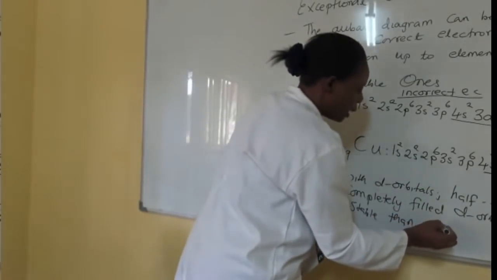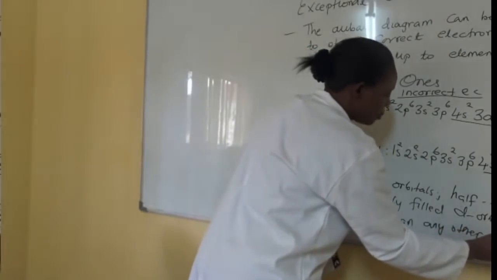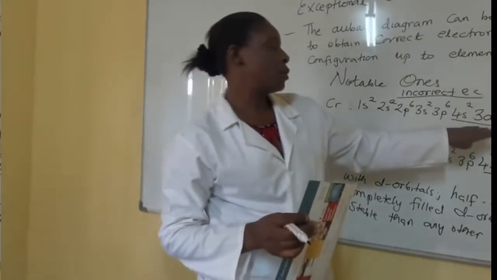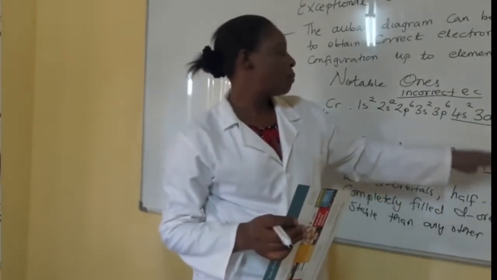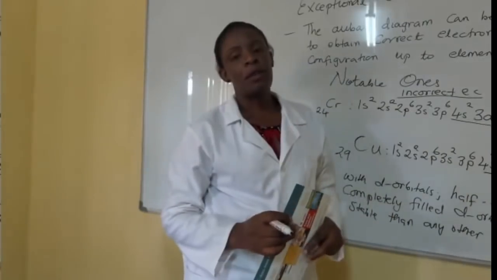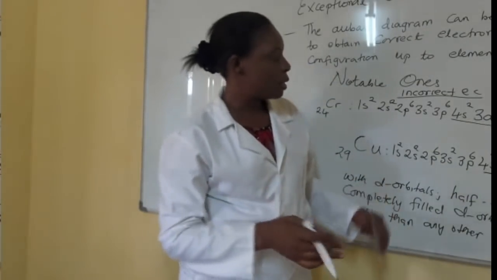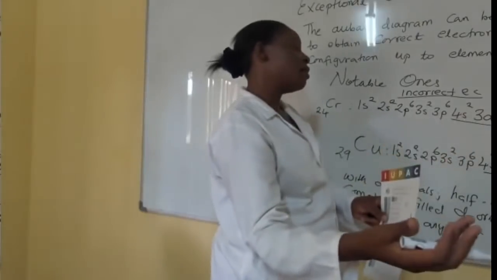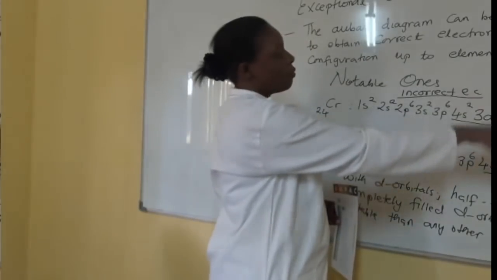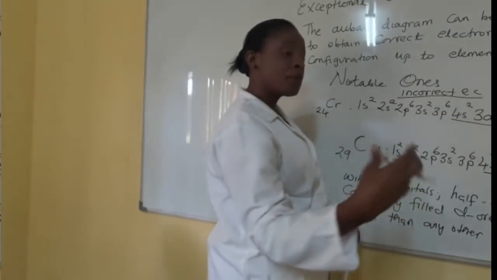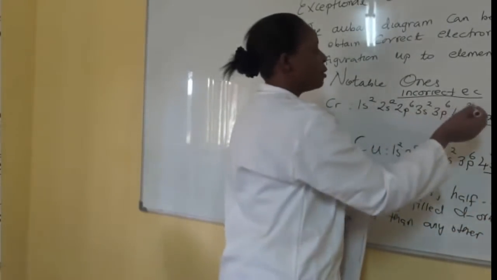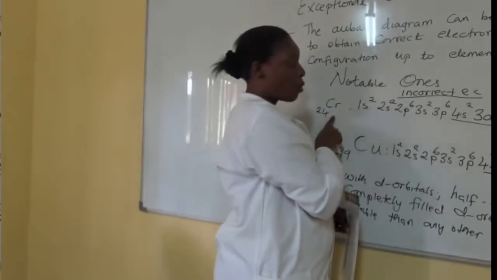Than any other configuration. Okay? Because now there's an introduction of d orbitals. So d orbitals are more stable when they are half filled or completely filled. Okay? So what does this mean? It means this configuration is not favored. The predicted configuration following the Aufbau diagram is not what? Favored. So which one will be favored? The one to be favored is the half filled in terms of chromium.